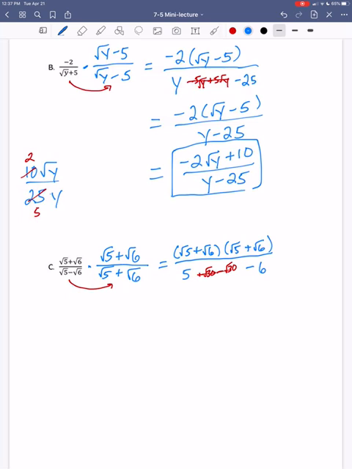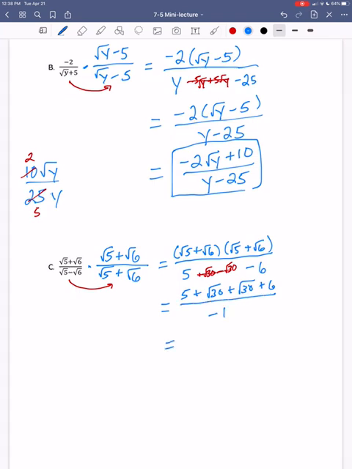All right, what do we have in the top? We have to do FOIL. So square root of 5 times square root of 5 is just 5. When I do outer, notice outer and inner are not going to cancel out here because they're both plus. So 5 times 6 is 30, so I get plus square root of 30. Inner, square root of 6 times square root of 5 is 30, so I get plus square root of 30. And then positive square root of 6 times positive square root of 6 is positive 6. In the bottom, I've got negative 1.